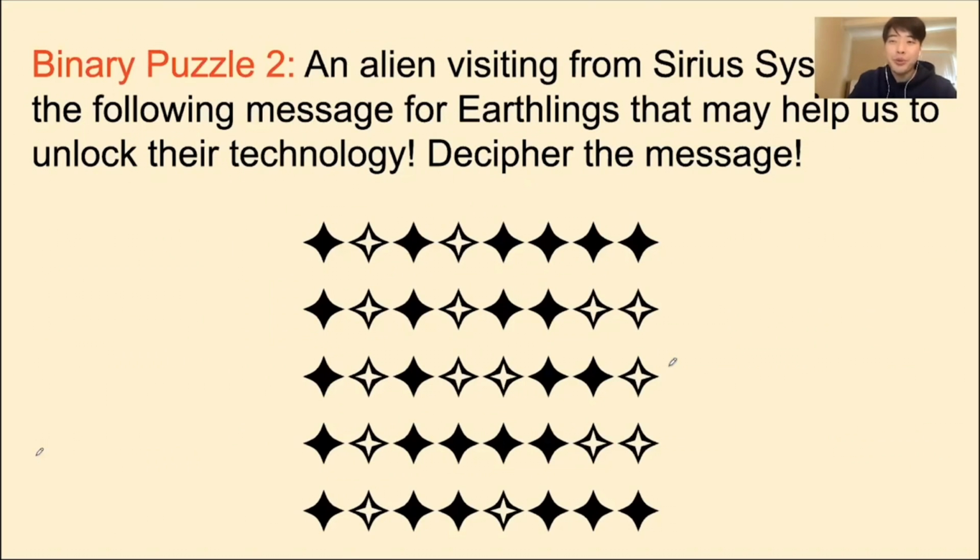Now, puzzle number 2, right? An alien visited, or is visiting, from the Sirius system. Sirius is a star system near us. It's really bright, right? And it left the following message for Earthlings like us that may help us unlock their technology. Ooh, very exciting. Decipher the following message. Now, let's count the number of stars. By the way, you can pause right now so you can do it on your own, but I can give you a little hint, okay?